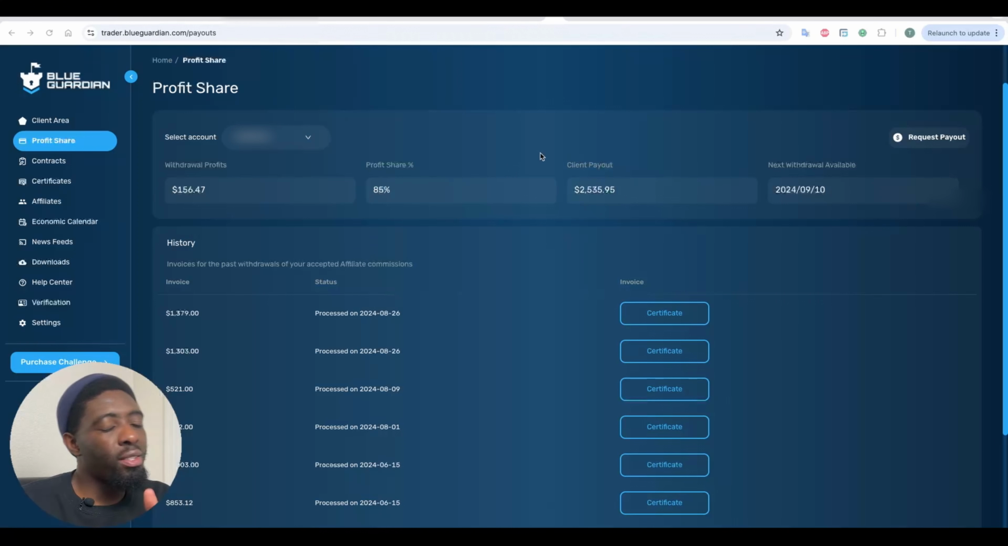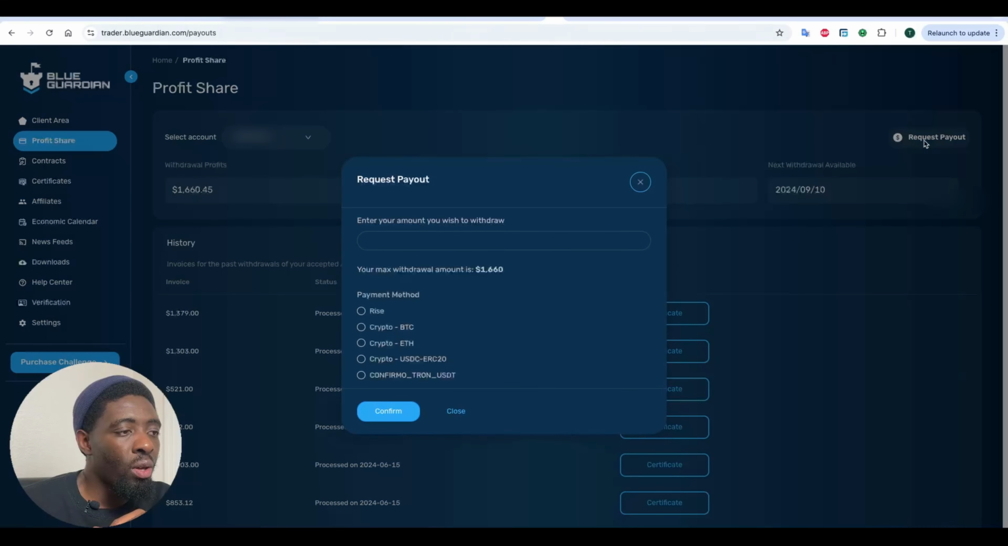Okay, so I think I see the arrow thing. So I have two accounts on Blue Guardian. One is the account I trade NAS on, and the other account is the one I trade the S&P on. So let's start with the one I trade the S&P on, which is this one right here. It's going to tell you the maximum amount I can request right now. So I'm going to copy this. You know what, I'm just going to put 1,660.